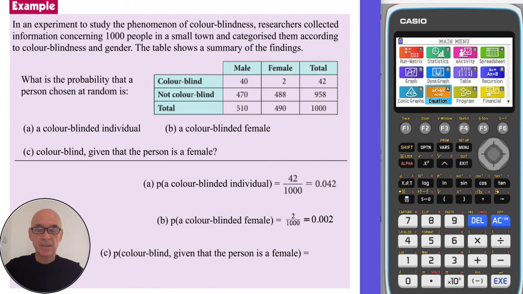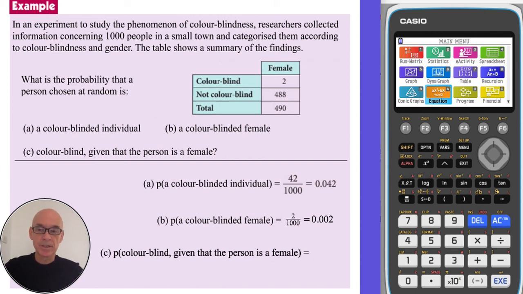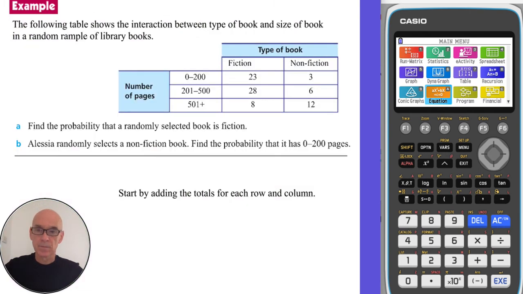Now in part C, we're told that the person being selected is known to be a female. So that reduces the sample space down from the original 1,000 down to 490, as there are 490 females. So out of those 490 females, again, 2 of them are colourblind, so the probability is 2 out of 490. Or 0.004.